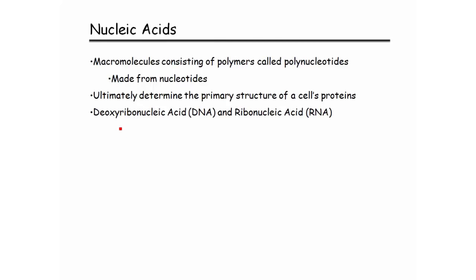The last group of polymers that we're going to talk about in Chapter 5 are the nucleic acids. And while they're the last group of polymers we're going to discuss, they are also by far the largest of all the polymers that you find inside the cell. So these are going to be macromolecules composed of smaller subunits or monomers, which we call nucleotides. Because the monomers are called nucleotides, the polymer is going to be called a polynucleotide.